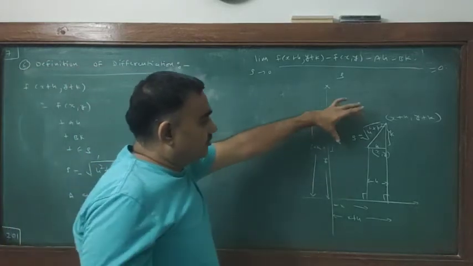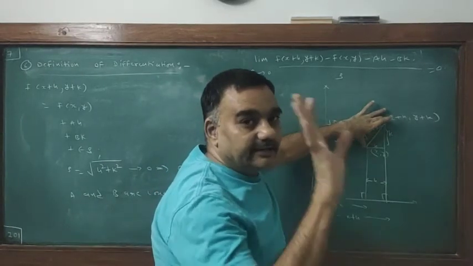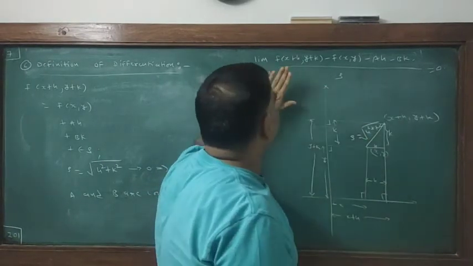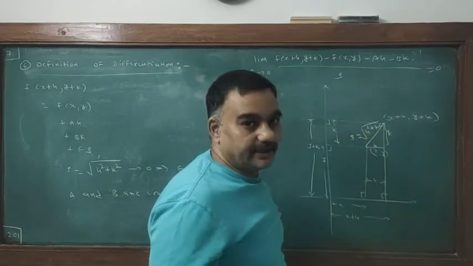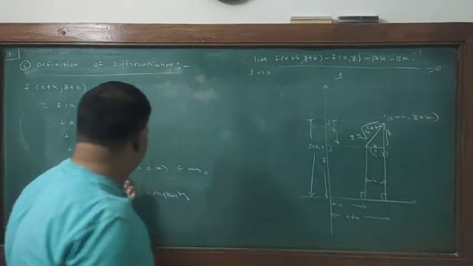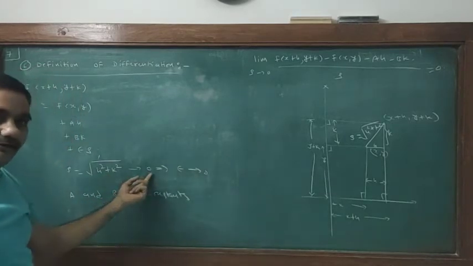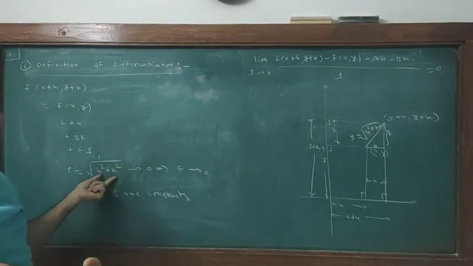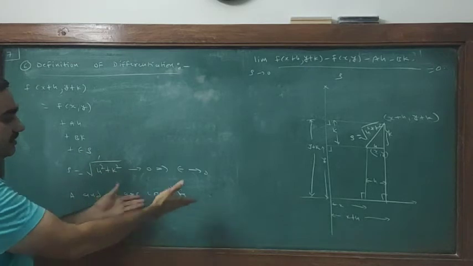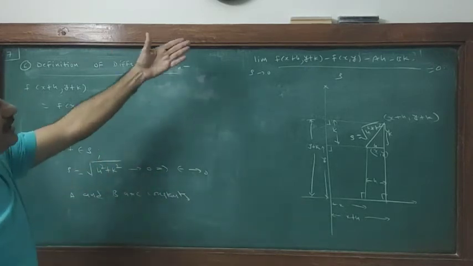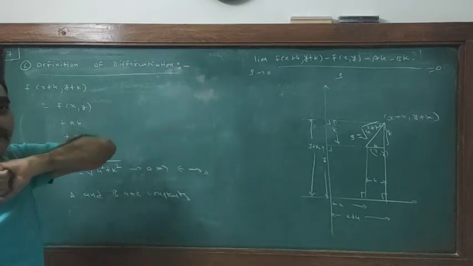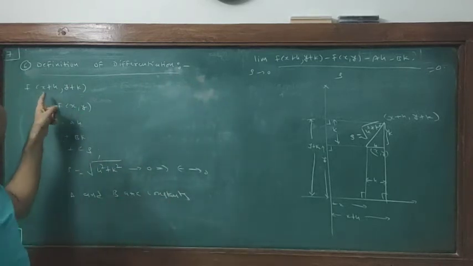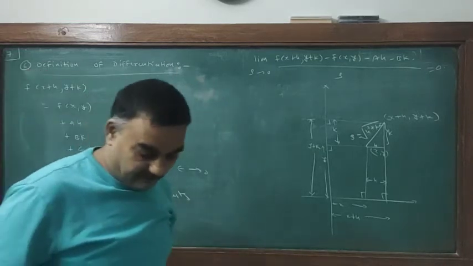So this tends to 0 means this distance is very negligible and this limit is equal to 0. It means h and k tend to 0, obviously, because rho is the square root of h square plus k square. If that tends to 0, obviously h and k tend to 0. But this tending to 0 implies epsilon tends to 0. This means this limit is equal to 0 and at that time we say that this function f is differentiable at point x, y.